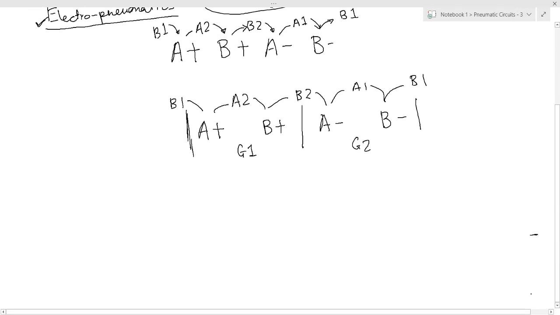So after marking group 1 and group 2, what do we have to do? We have to find which are the lower limit switches and higher limit switches. What do we know about the higher limit switches and lower limit switches? The limit switches which go from one group to another are known as lower limit switches. So B1 is a lower limit switch. It is going from group 2 to group 1.